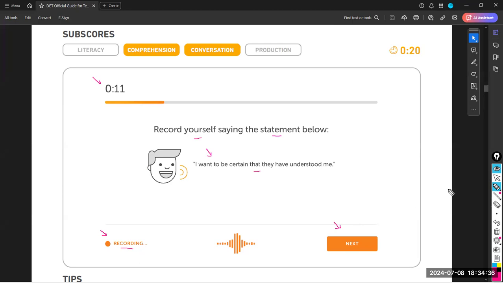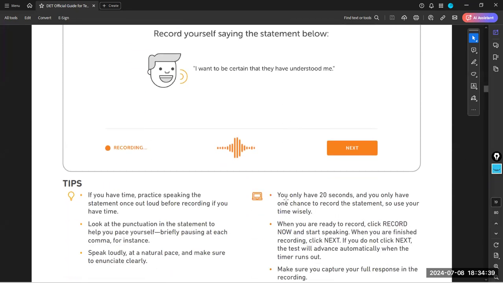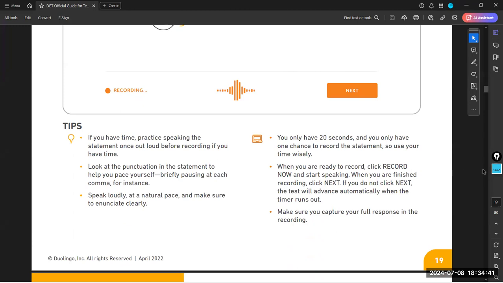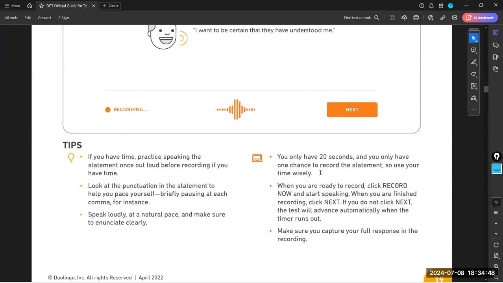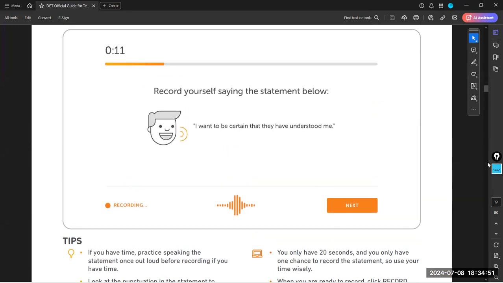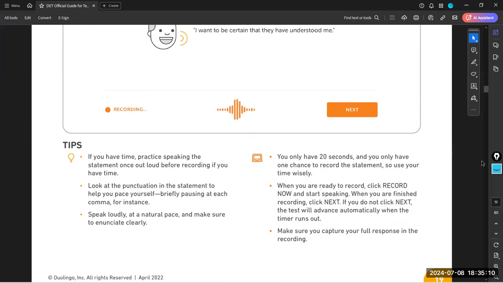Okay, now let me just show you some steps. Can I hear the recording before sending or clicking next? No, you have to read the sentence loudly, Malak. The sentence is going to be written to you. You have to record yourself saying the written sentence or statement. Okay. So let me show you the tips that you don't have to forget.